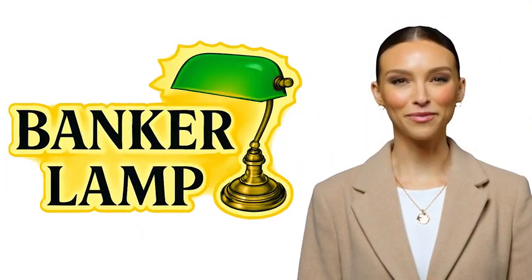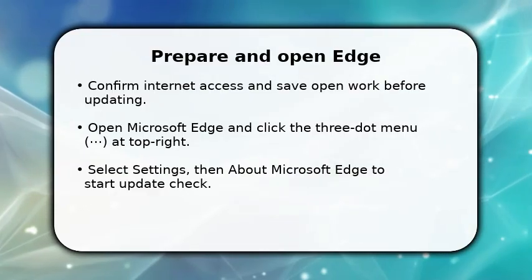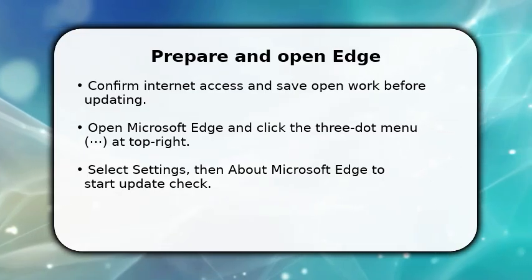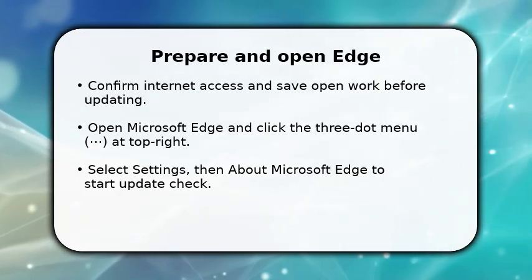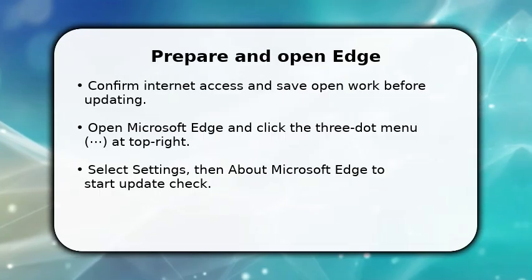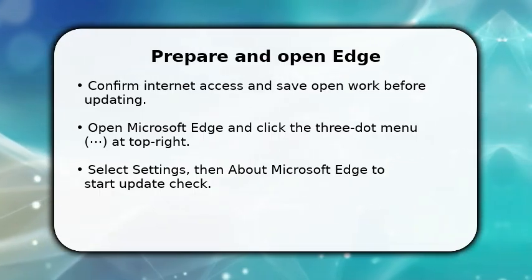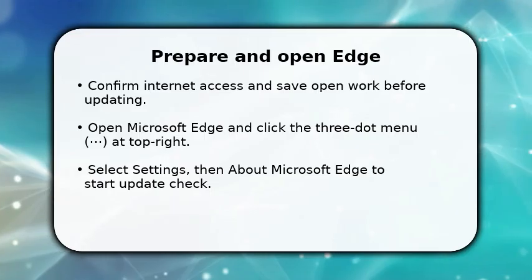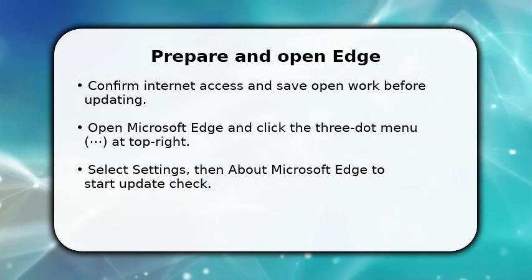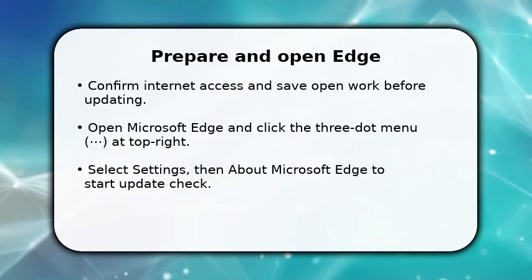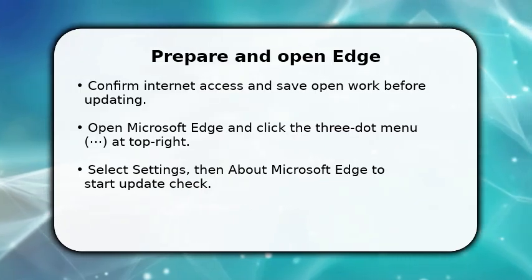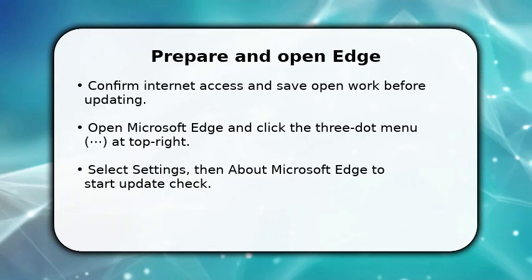Please enjoy the video. You'll start by confirming prerequisites, a working network and any critical work saved, because updates can require a restart. Next, open Microsoft Edge and click the three-dot menu at the top right. Once done, choose Settings and then About Microsoft Edge. That page both checks your current version and triggers the update.